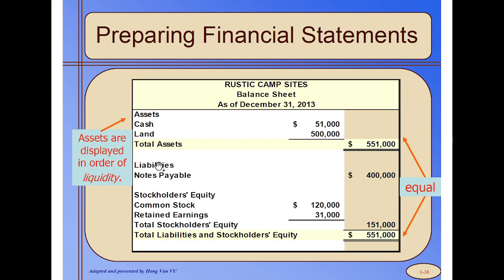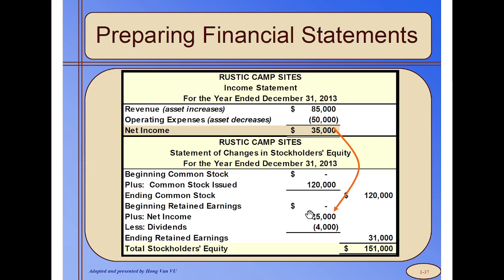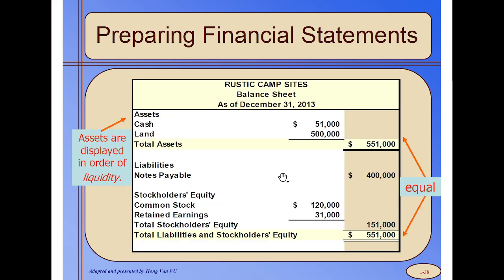Now we look at the other part of the balance sheet: liability. The company has issued a note payable, so they have borrowed 400,000. For the stockholders' equity account, we know that there are two components. The first one is common stock, when the company issues stock. And the second is the retained earnings of 31,000 that we moved from our statement of changes in stockholders' equity.